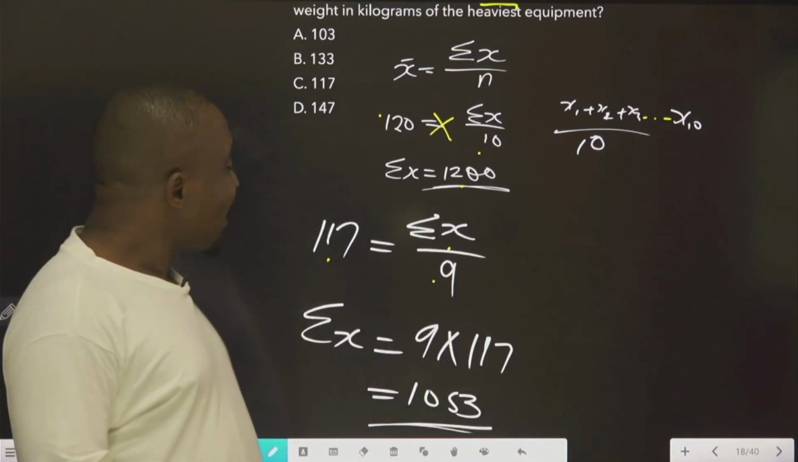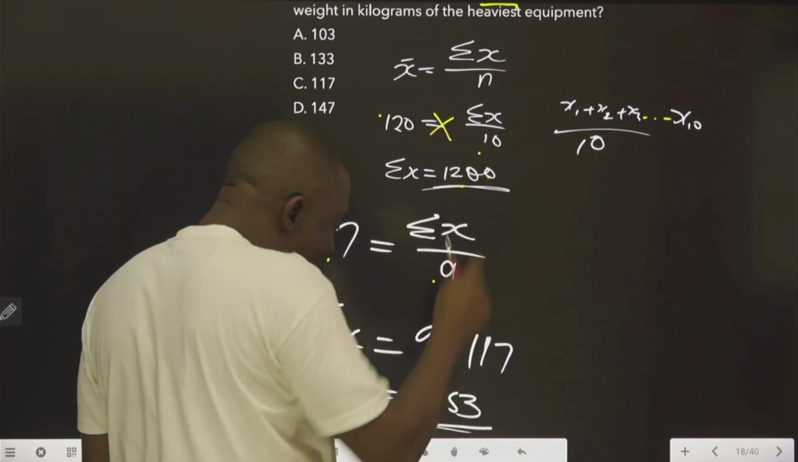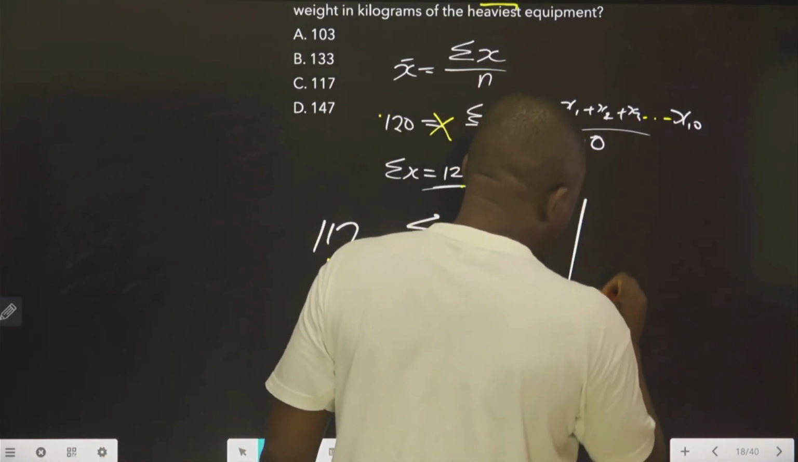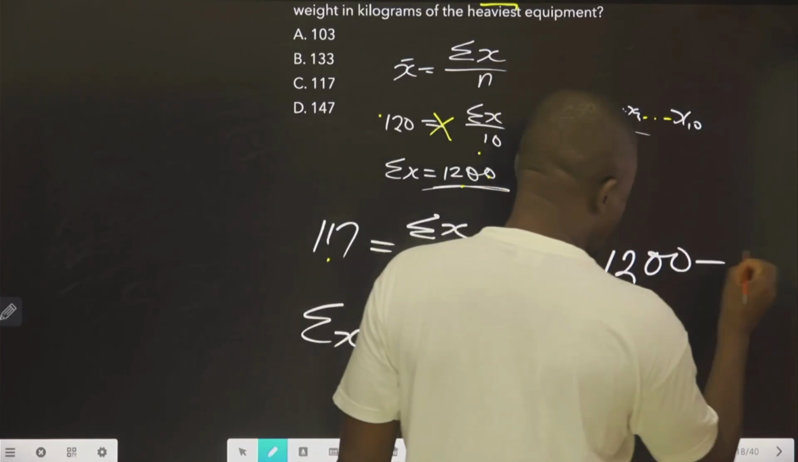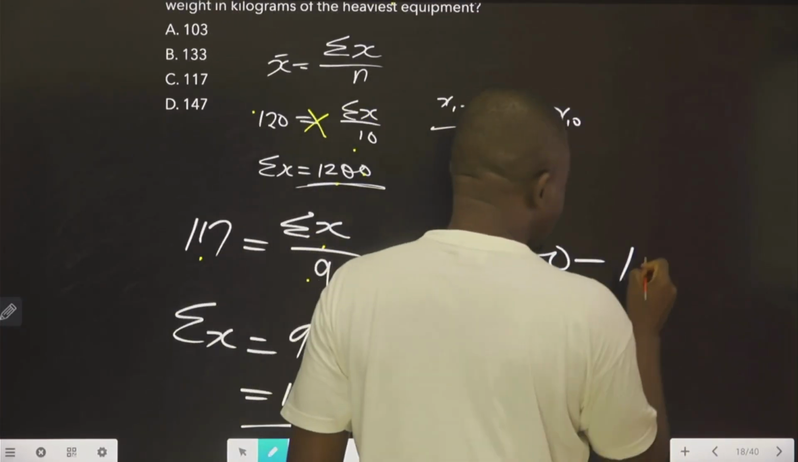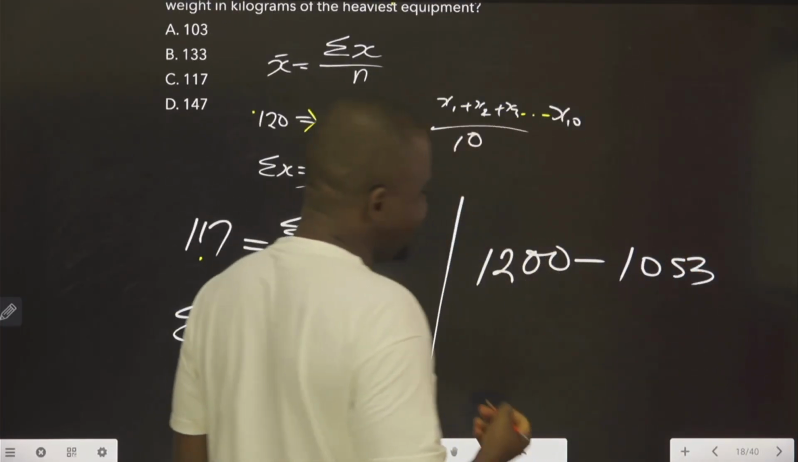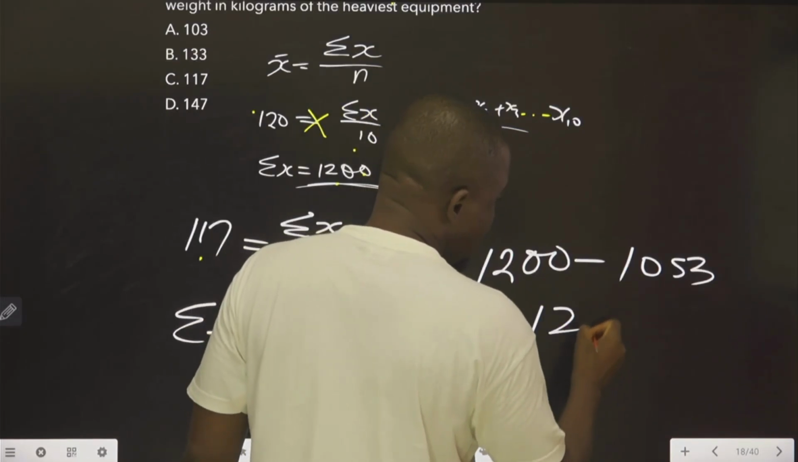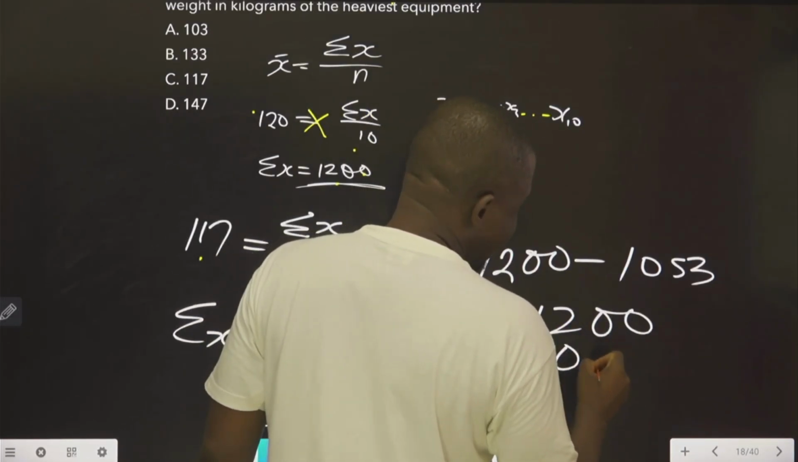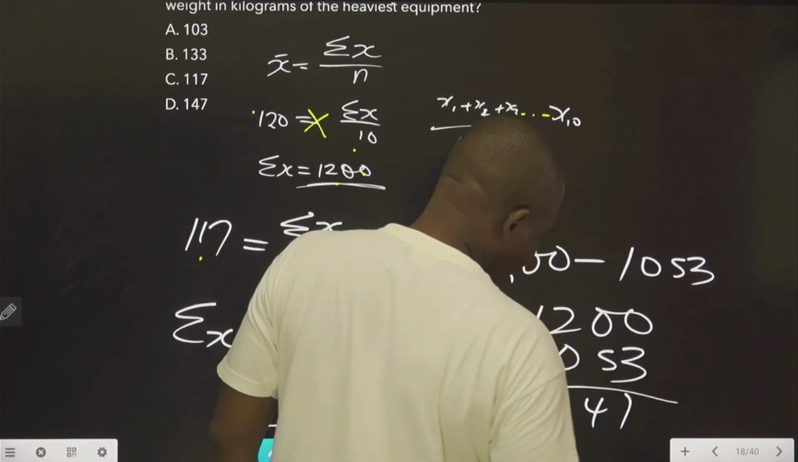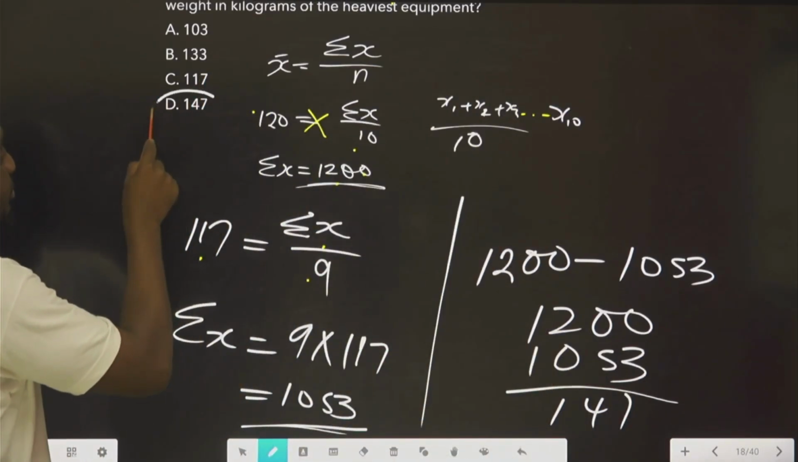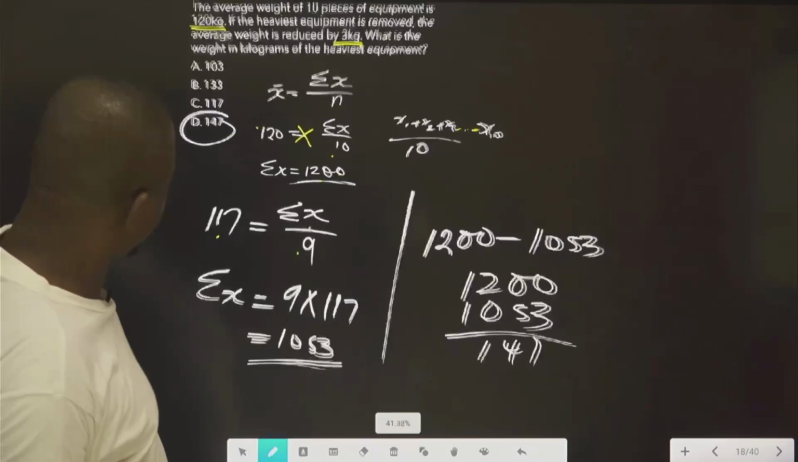Okay? Now that we have this, we cannot subtract this from this. That is, when we have not removed anything, minus when we remove something, to know which one is the heaviest. You agree with me? If you do this maths, you're going to have 147. Okay? 147.